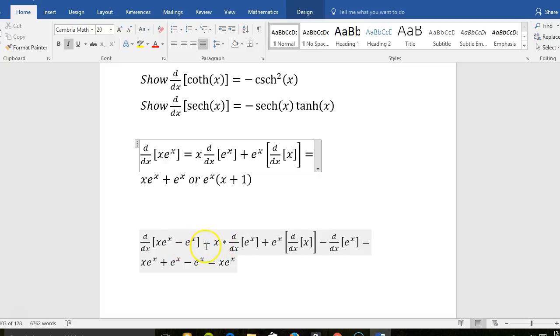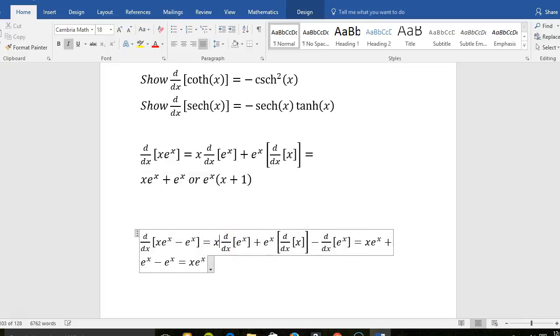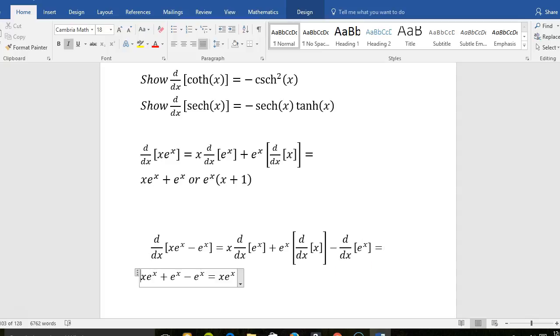Again, by the product rule, just as before, we take care of x e to the x first. Just like before, we get x times the derivative of e to the x plus e to the x times the derivative of x. But then we have to do minus the derivative of this e to the x. Okay? Well, let's see what happens. This times sign is actually kind of superfluous, so I'm just going to get rid of it. And let me space down to get everything on one line here.